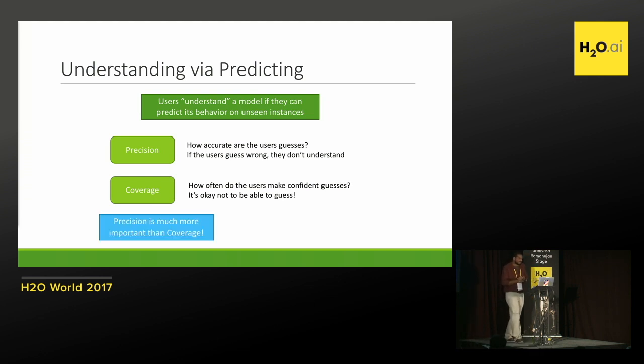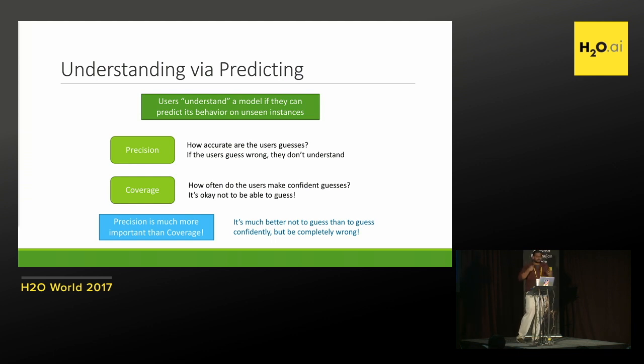Right? And the idea here is that when you're trying to predict someone's behavior or a machine learning model's behavior, precision is much, much more important. Because if you have high coverage but low precision, it means you like to make a lot of guesses, but you're completely wrong in what you think the classifier would do, right? So it's better to be not confident about making a guess rather than be confident and be completely wrong, right?